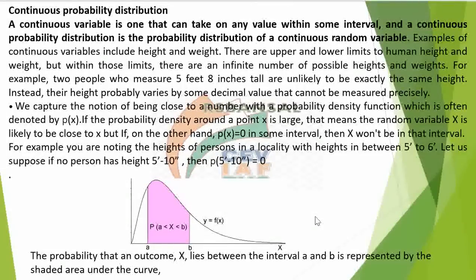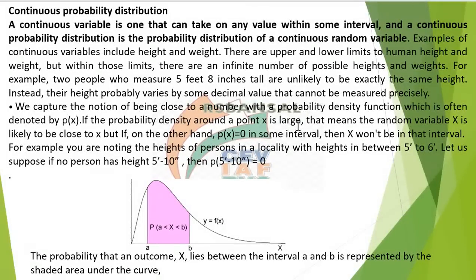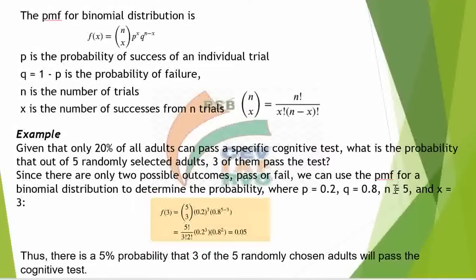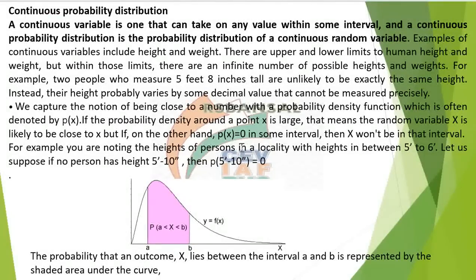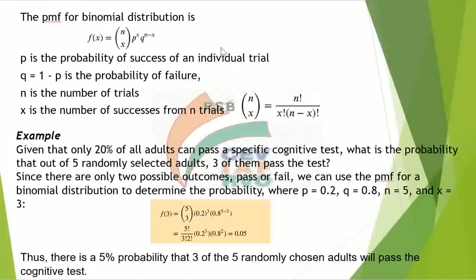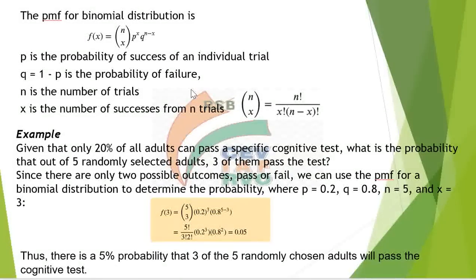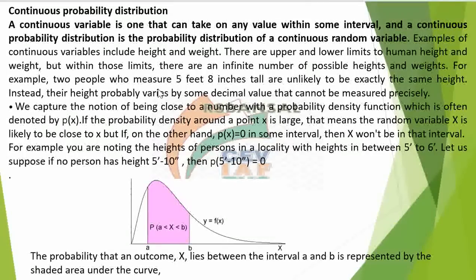And now the continuous probability distribution. Here in the question it was a particular value, 5%, but in continuous distribution it will not be a possible value, a whole number. As we have discussed, in the case of discrete it means whole numbers. But in continuous probability, a continuous variable can take any value within some interval.